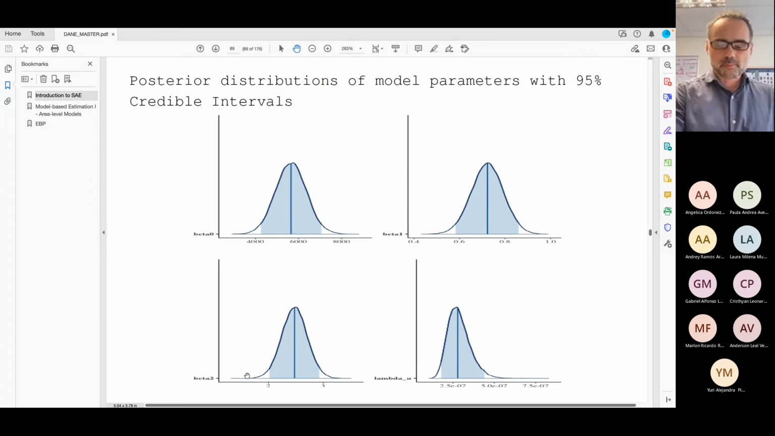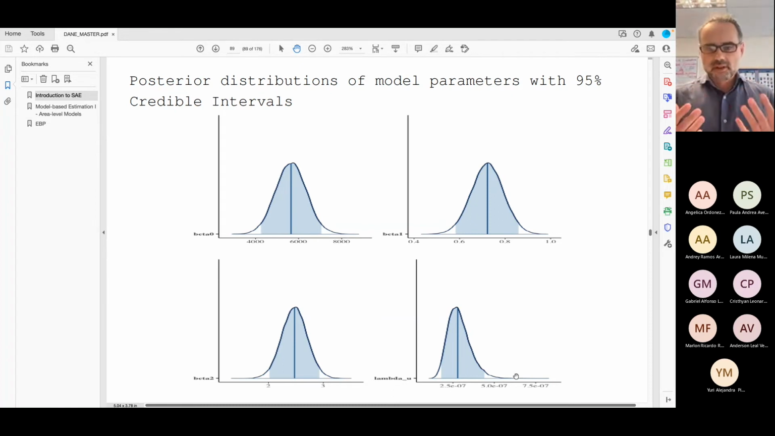Then you have posterior distribution of the second parameter, beta 2. If I remember correctly, this was an indicator around self-employment. And then you also get a posterior distribution of sigma squared u. Remember that this is parameterized in terms of precision, but this is basically the posterior distribution associated with this model parameter.